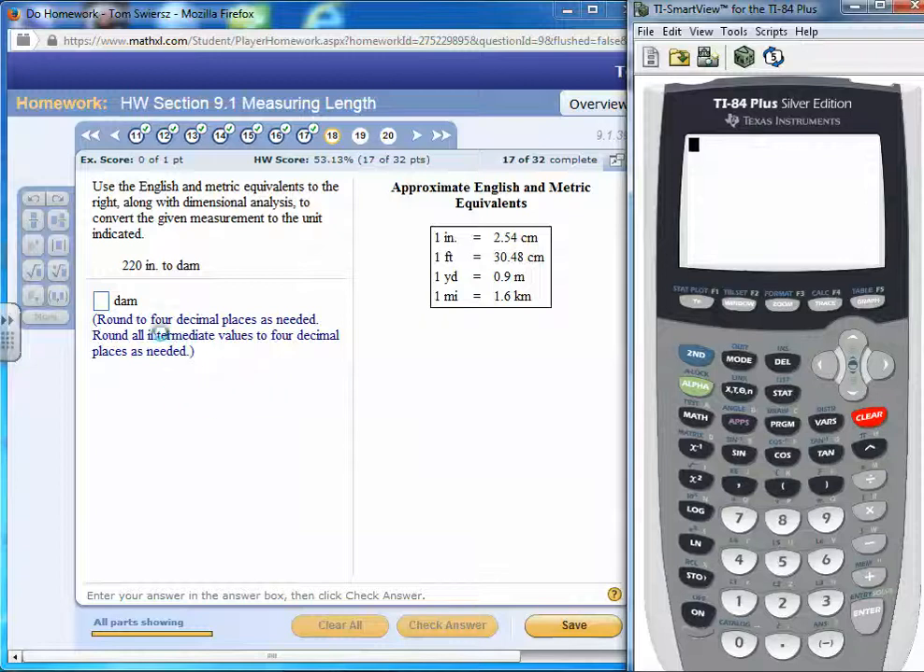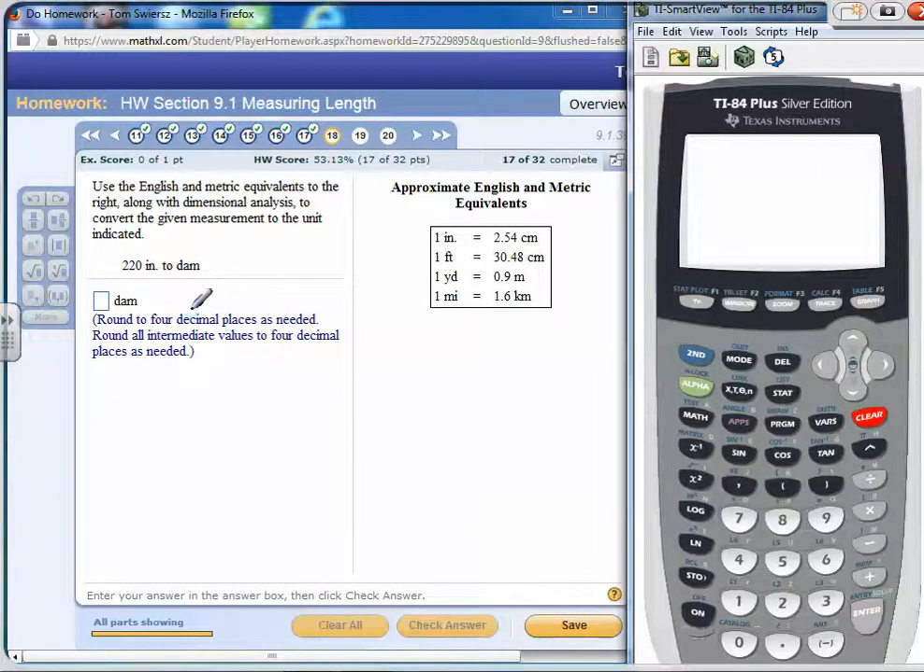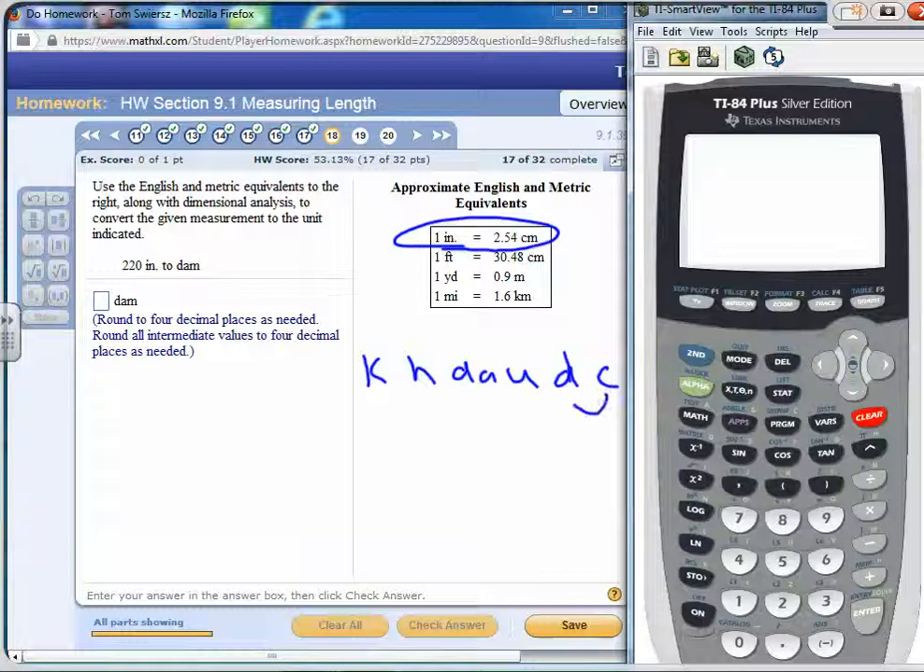Okay, question 18. 220 inches to decameters. Now again, 220 inches, we don't have a conversion to decameters, but we do have a conversion of inches to centimeters. Then we can go ahead and do kilo, hecto, deca, unit, and then deci, centi, and we can move it over 1, 2, 3 jumps to the left to convert from centimeters to decameters.